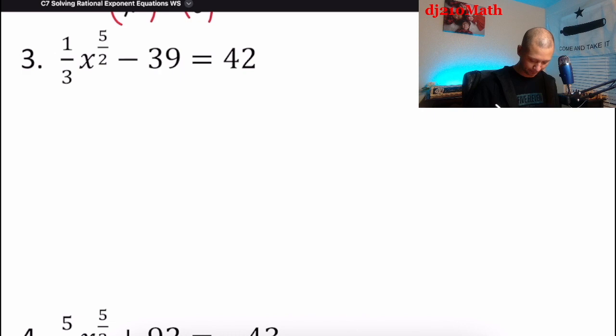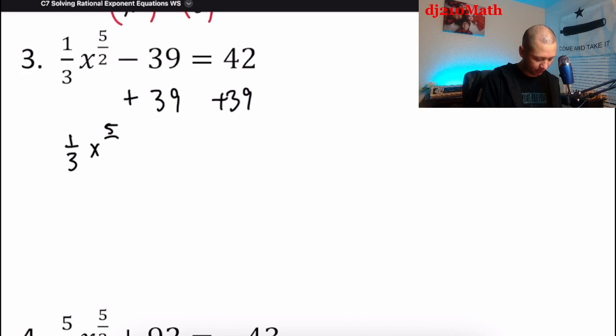All right, number 3. I'm going to add 39 to both sides. 1/3 X to the 5 halves is equal to 9, 10, 11, carry the 1, 81. So as you go through these, you're going to start recognizing the same numbers popping up every time. So multiply both sides by 3.